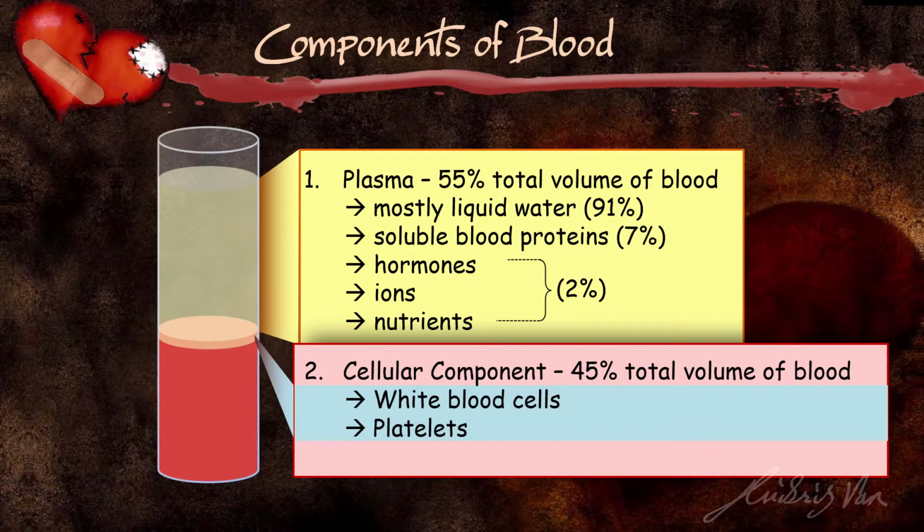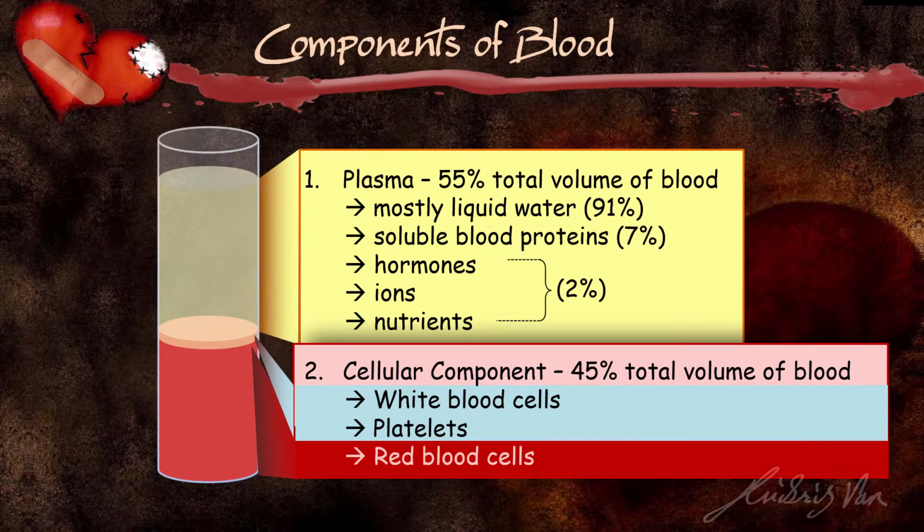Then we have our cellular components that are made up of all cells. It is a thin layer that is between the translucent plasma as well as the red color layer, which is the red blood cell. So the thin layer consists of your white blood cell as well as platelets. And of course, the bottom layer is the red blood cell because they are the heaviest. So what are the four main components? They are plasma, white blood cells, platelets, as well as red blood cell.